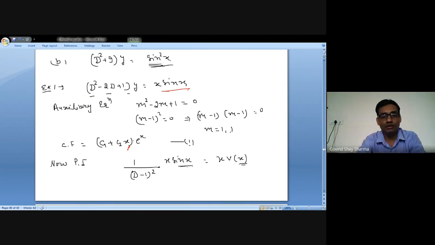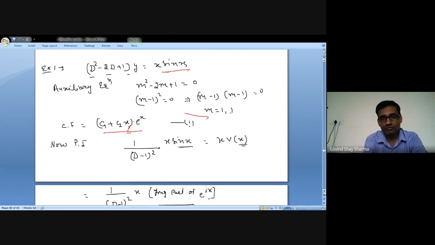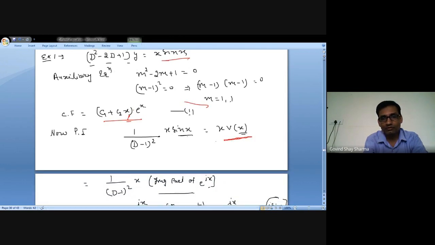Let's see the students. This part you can do easily here with the same pattern, but in the particular integral I change the method. Here we apply the e^(ix) form. So sin x and cos x, when sin x or cos x is given, we can change it into the imaginary part of e^(ix) and the real part of e^(ix).